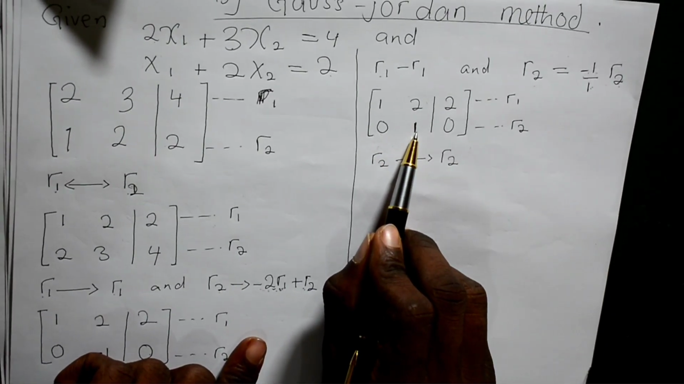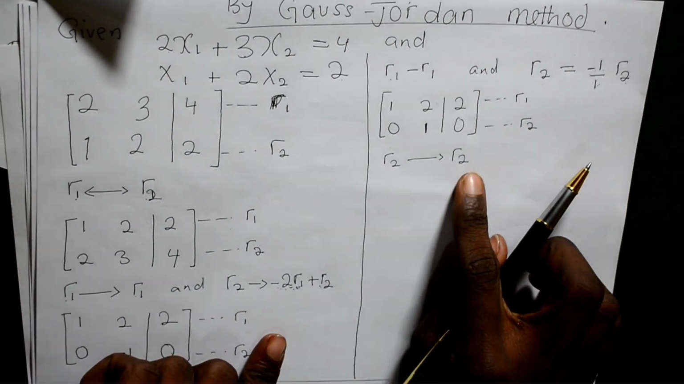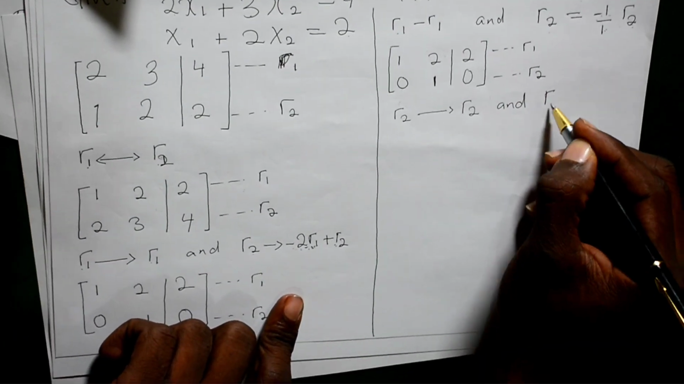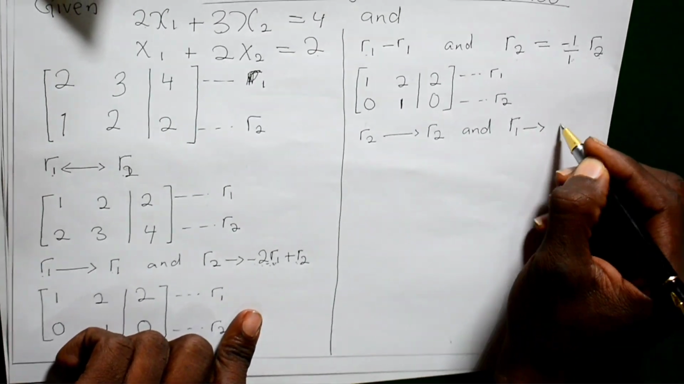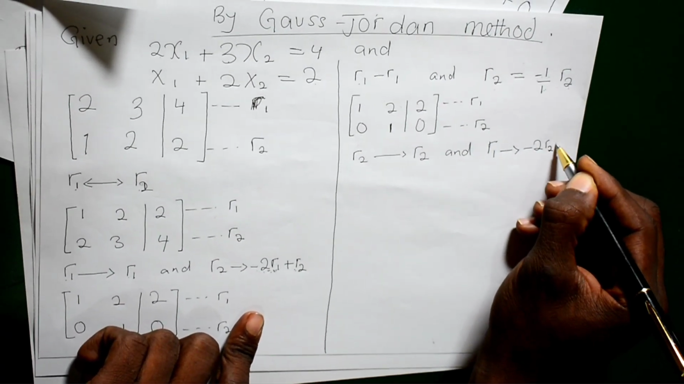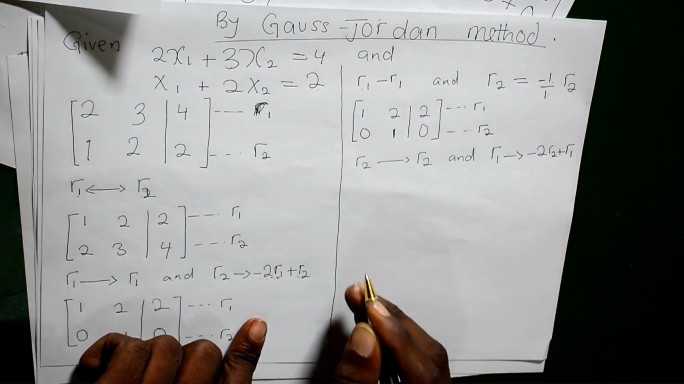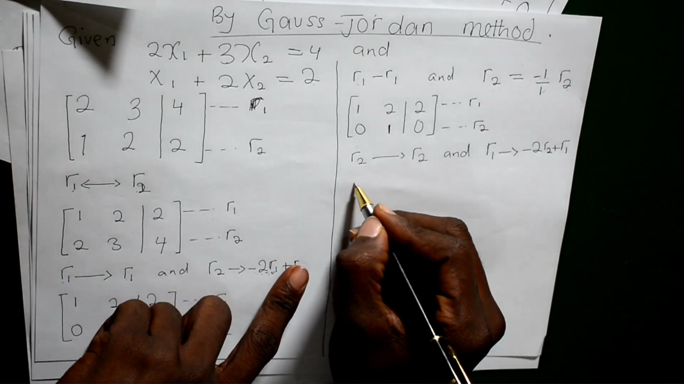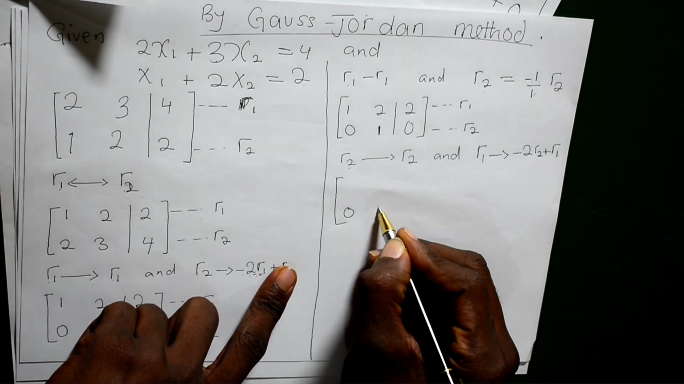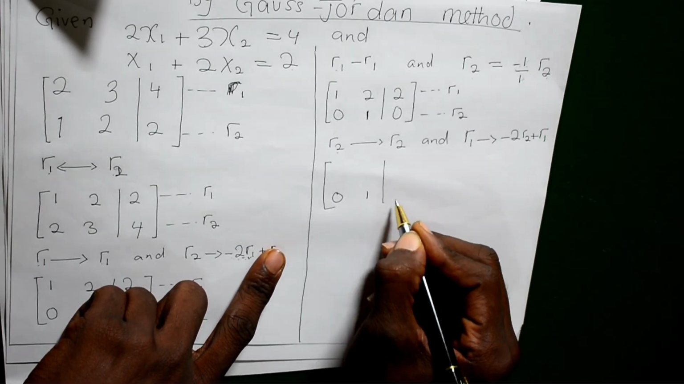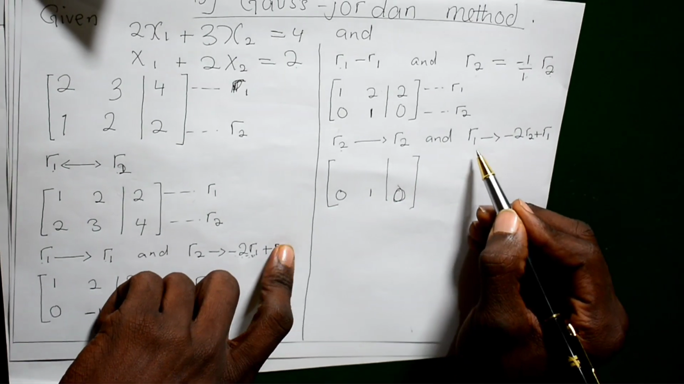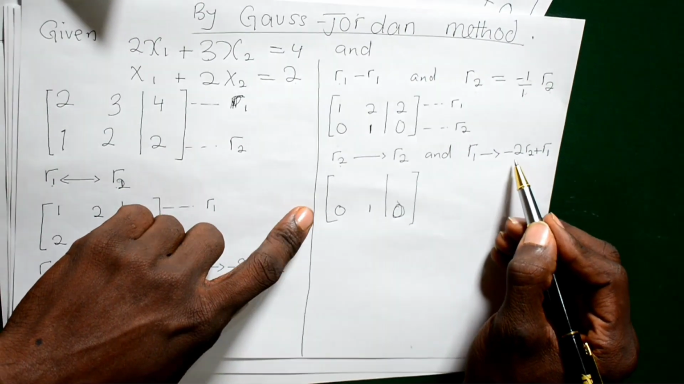And this is 0, 1. That means it will remain row 2. And row 1, in order to make this 2 to be 0, it will change to -2 row 2 plus row 1. That means this will be a matrix of row 2 remains row 2, 0, 1 and 0. So then now let's see how row 1 will change.